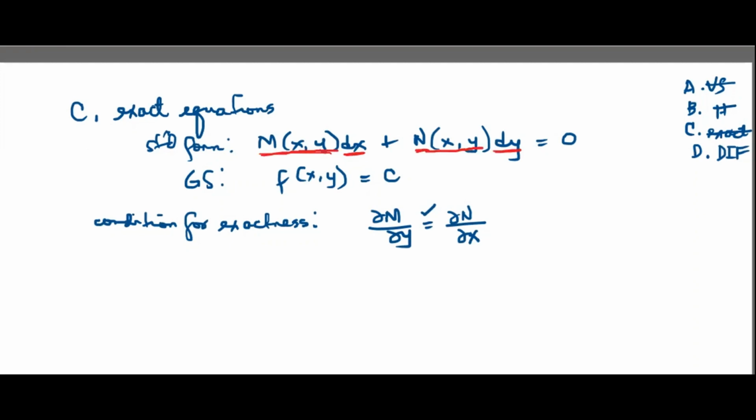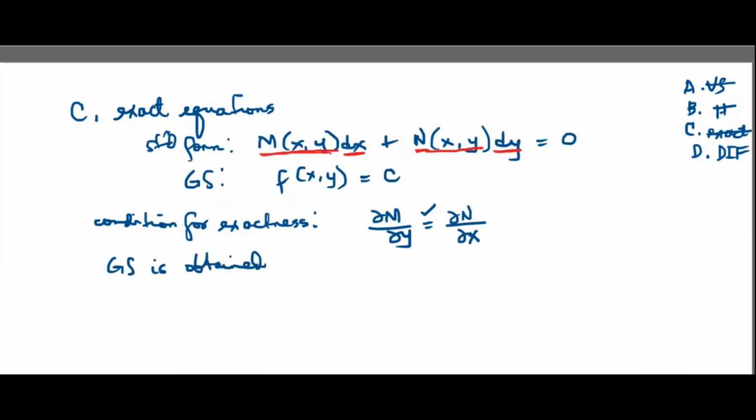Okay, ulitin ko ha. Para ma-identify mo kung ano, yung M, yun yung may dx. Yung N, yun yung may dy. So, get partial of M with respect to y, that should be equal to partial of N with respect to x.